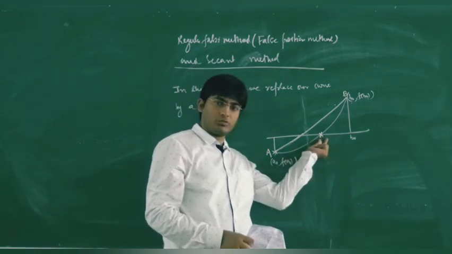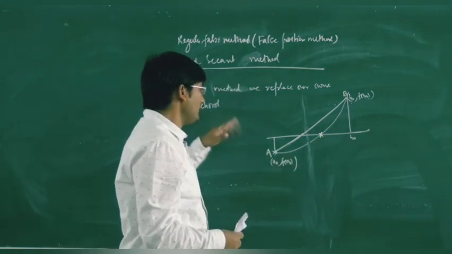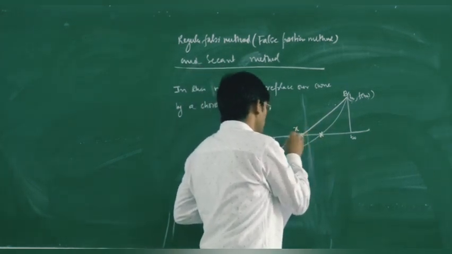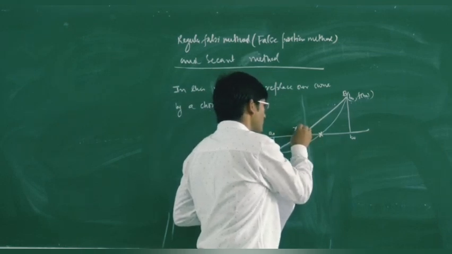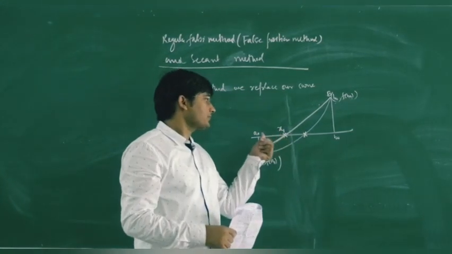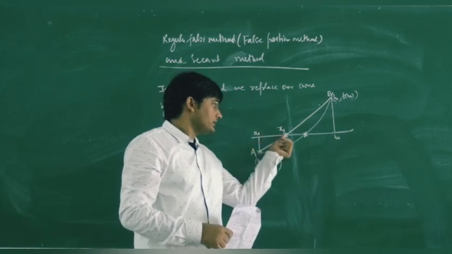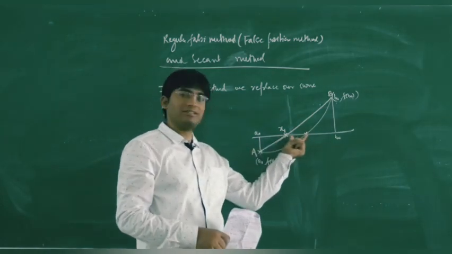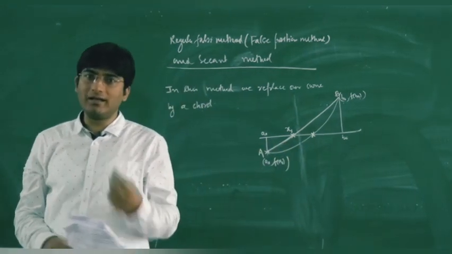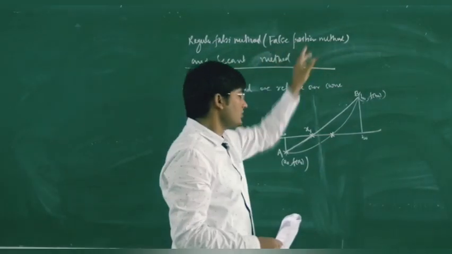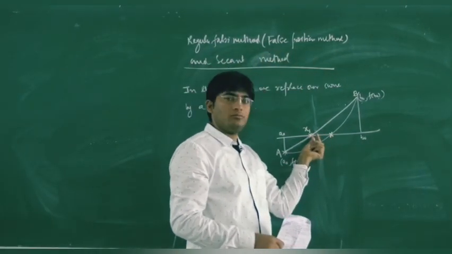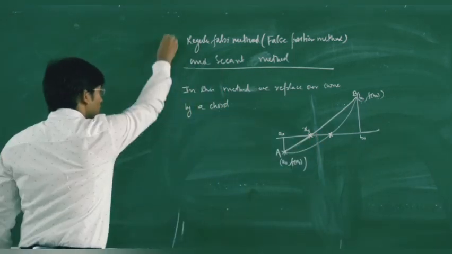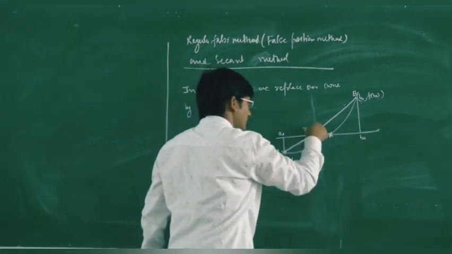Now our exact root is this point, but here we replace the curve by this chord, so our approximate root will be this one. So if this is your a0, this is your b0, then this will be your x1. So we have made a mistake in positioning the exact root. That is why we call this the false position method: our exact root is this one, and we have assumed this approximated root.